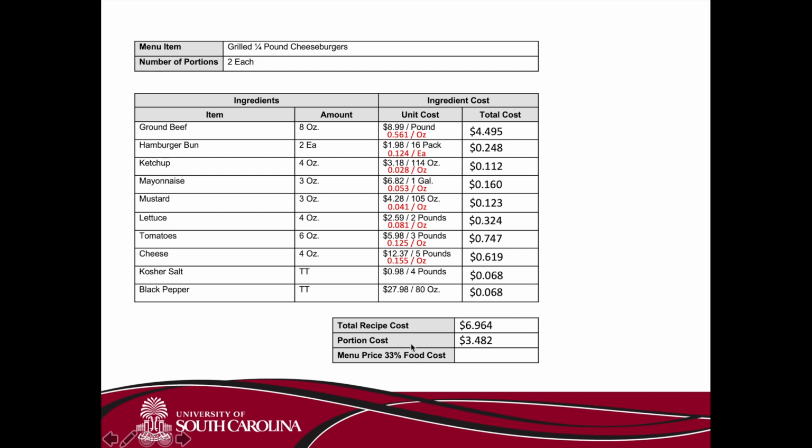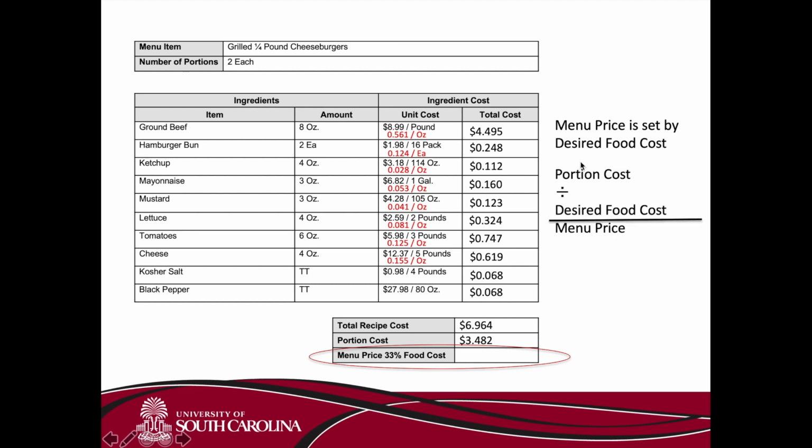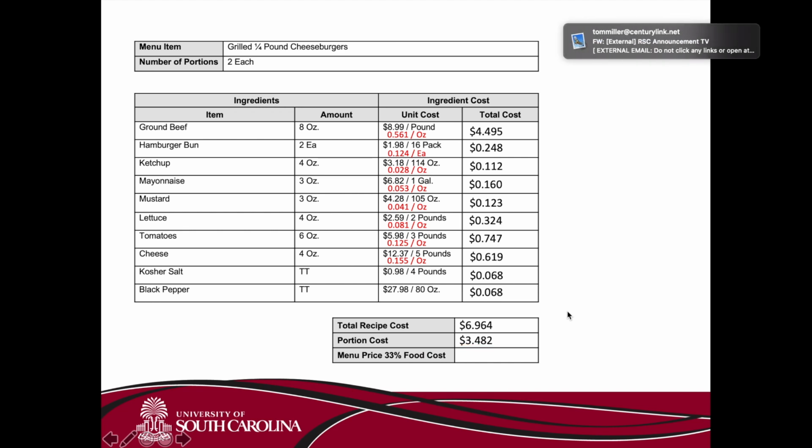Okay, so knowing that this total right here, $3.48, should be 33% of our final cost of our burger, how do we figure that? Well, it's very simple. Our portion cost, so this number right here, divided by our desired food cost. That's our desired food cost right there, 33%.